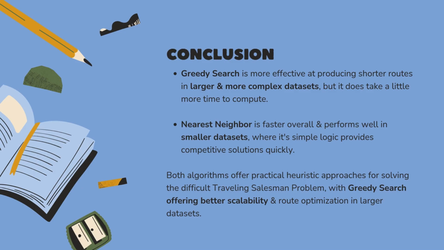Greedy search is more effective at producing shorter routes in larger or more complex datasets, but it does take a little longer to compute. Nearest neighbor is faster overall and performs well in smaller datasets, where its simple logic provides competitive solutions quickly. Both algorithms offer practical heuristic approaches for solving difficult traveling salesman problems, with greedy search offering better scalability and route optimization in larger datasets.